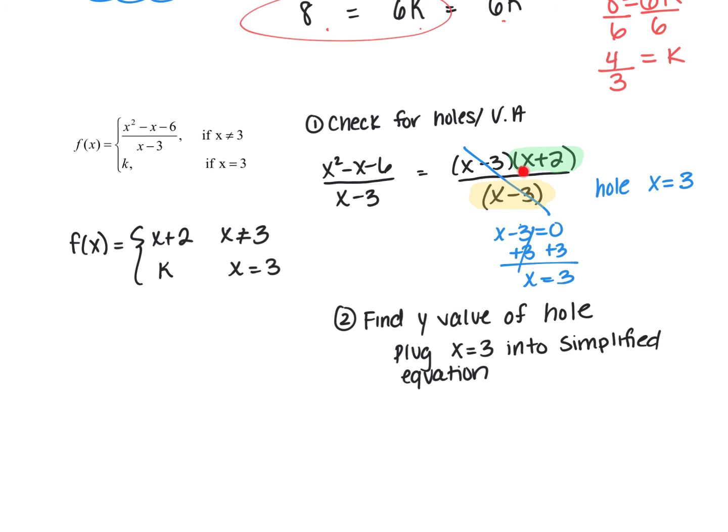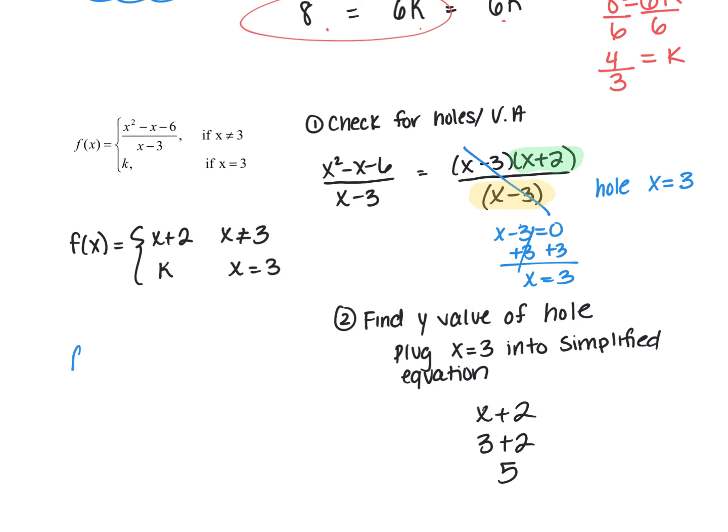So my simplified equation is this x plus 2. So we're going to plug 3 in. So 3 plus 2, which gives me 5. So that is what k is. So if you redefine this, your k right here is going to be 5.